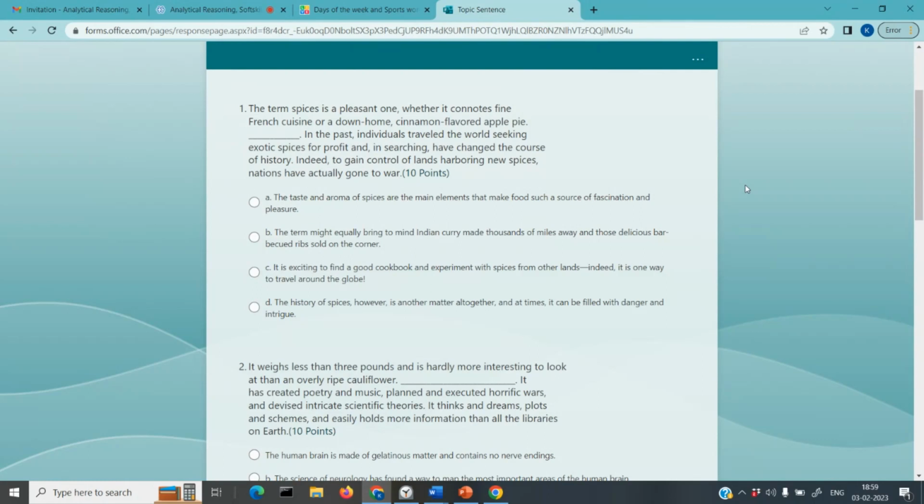The second option is the term might equally bring to mind Indian curry made thousands of miles away and those delicious barbecued ribs sold on the corner. Third, it is exciting to find a good cookbook and experiment with spices from other lands. Indeed, it is one way to travel around the globe. Last option, the history of spices, however, is another matter altogether, and at times it can be filled with danger and intrigue. Which one do you think can be a topic sentence for this paragraph?